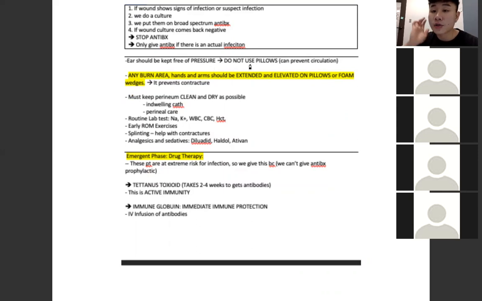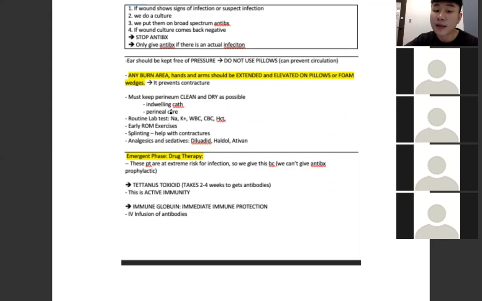The ear should be kept free from pressure. For example, do not use pillow because it can prevent their circulation. Any burn area, hands, arms should be extended and elevated on pillows or foam wedges to prevent contractures. You don't want the patient after they heal and cannot move their arms. Must keep perineum clean and dry because they are at super high risk for infection at that area.